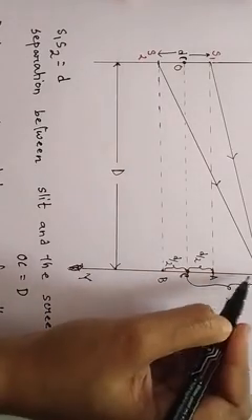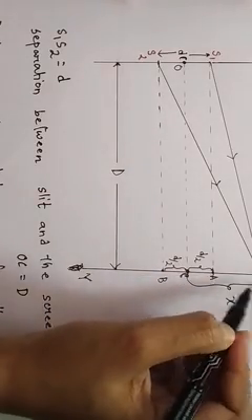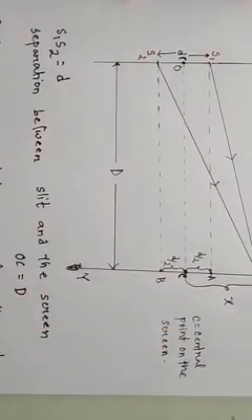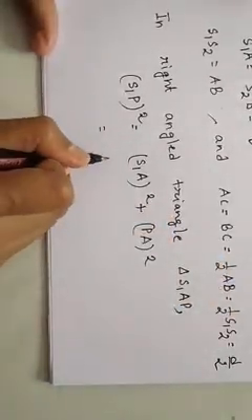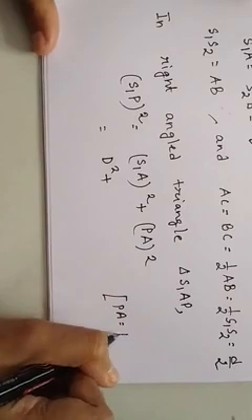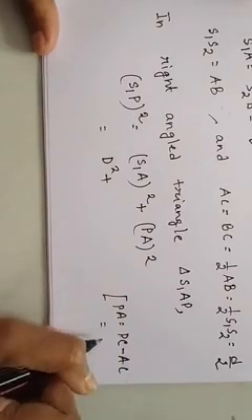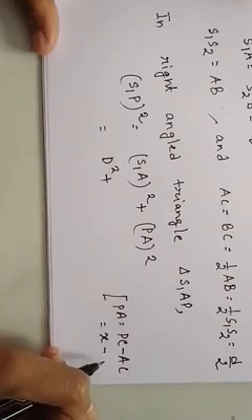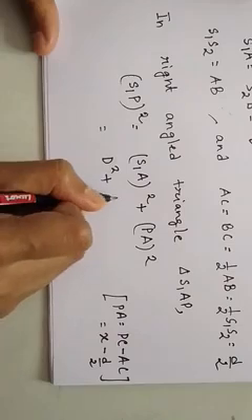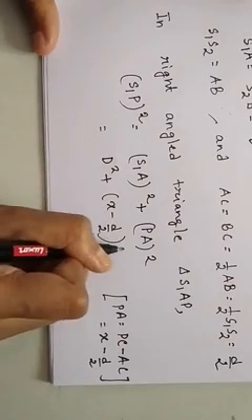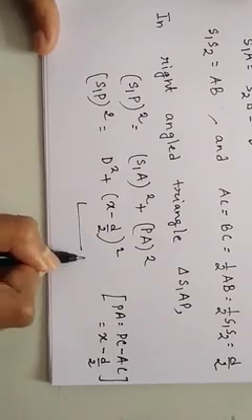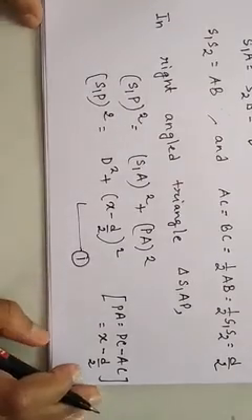And what is the value of PA? You see, PA is PC minus AC. PC is x and AC is d by 2. So PA is x minus d by 2. So S1P square is D square plus x minus d by 2 whole square. This is equation 1.